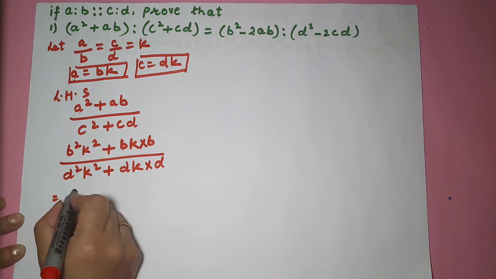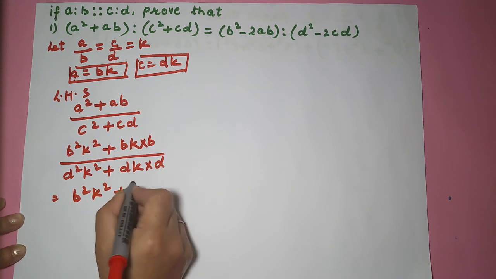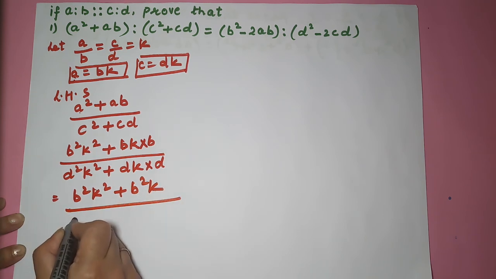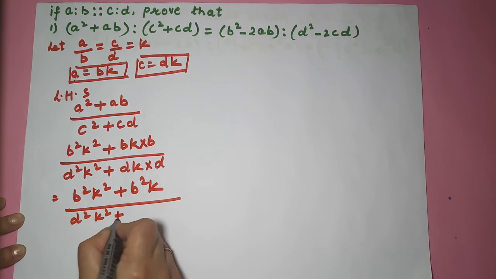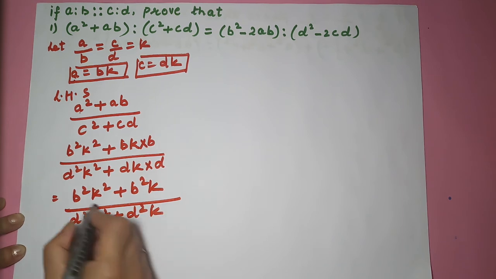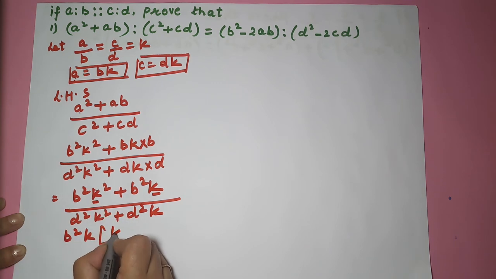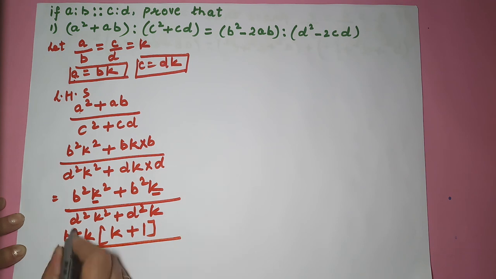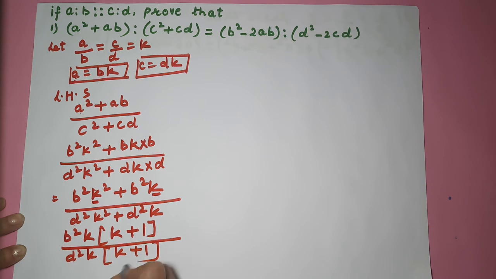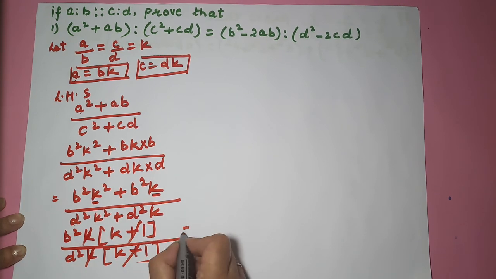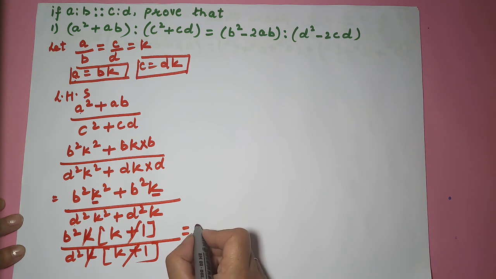Now, finally I have B square K square plus B square K. In the denominator, I have D square K square plus D square K. Now, what do I have in the numerator? What can I take common? I can take B square and also 1K here. So what am I left here with? K plus 1. In the denominator, I can take D square and K common. What am I left with? K plus 1. Now this and this will go. K and K will go. So in the left hand side, I am getting B square upon D square.